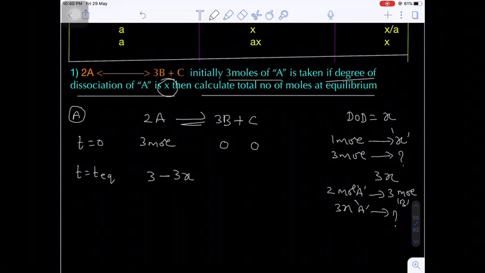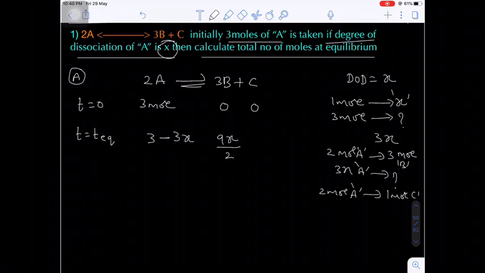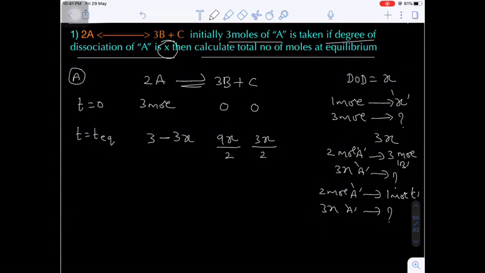Cross multiplication: 9x by 2 moles of B. Now 2 moles A will give 1 mole C. Now 3x moles A will give how many moles of C? Unitary method, cross multiplication, that is 3x by 2. These are the number of moles at equilibrium.